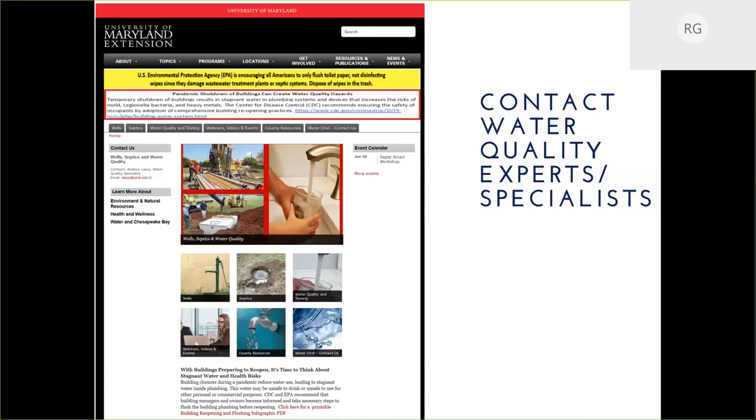You can also turn to Extension. So what I'm showing here is a page from the University of Maryland Extension. We're lucky enough to have Dr. Andy Lazur, who's the state water quality specialist, who specializes in wells, septics, and water quality. And on his website, which I'm showing here, he has a lot of information about all of these different types of water.